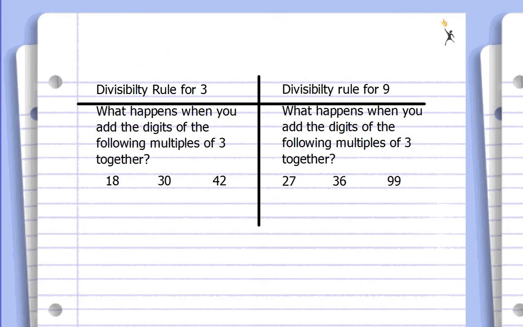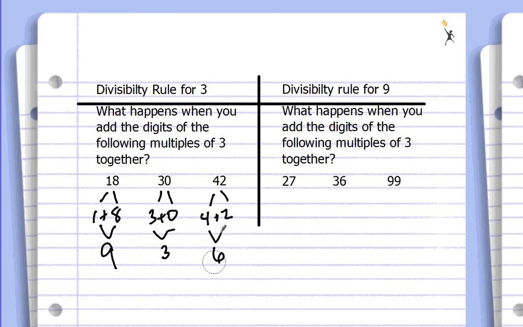Okay. The divisibility rule for 3 can trip students up a bit, but once you figure it out, it really comes in handy for 3s and 9s. So if you add the digits together, so if you break 18 up into 1 plus 8, you get 9. 9 is a multiple of 3, so 18 is divisible by 3. 30 we break into 3 plus 0, which is 3. 3 is a multiple of 3, so 30 is divisible by 3. 4 and 2, even though you wouldn't think it is, when you put them together, they add to 6, and 6 is a multiple of 3, so 42 is divisible by 3. Same thing with 9s.